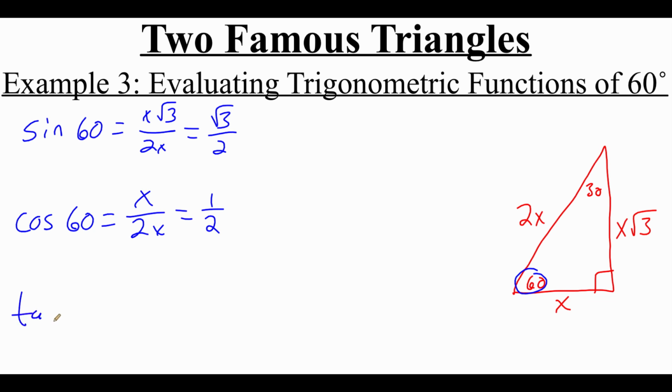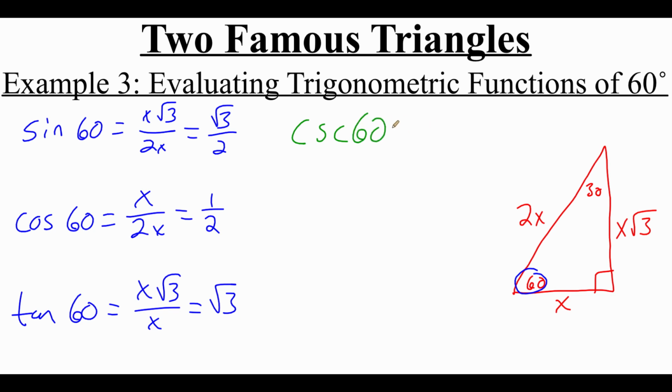And when we look at the tangent of our 60 degree angle, tangent is opposite over adjacent. We can cancel those x's, so we get the square root of 3. And if we look at doing our reciprocal trig functions as well, so if we look at our cosecant of this 60 degree angle, cosecant is the hypotenuse over the opposite side. Cancel out those x's and we get 2 over the square root of 3, but we rationalize that to get 2 root 3 over 3.